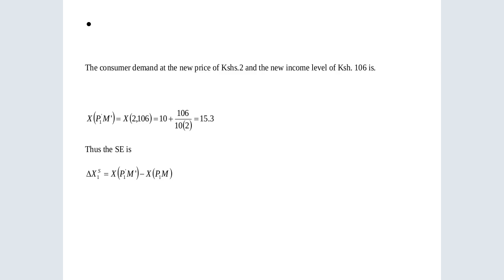Now the consumer demand at the new price of 2 and the new income of 106 can be computed. So at the new price and income of 106, we can get the amount of good that is required. The new amount demanded is computed as follows using the demand function. So we have the new income and the new price, and you get 15.3 as the new demand for commodity X.